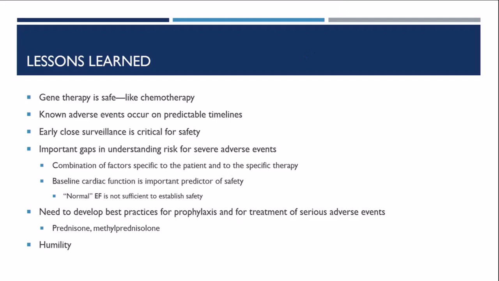But these known events can often occur at a predictable timetable, so we can be attentive and vigilant in following them. So the early close surveillance is really important. There are likely some other factors that we just don't know about, so doing deeper investigations into what patient factors might lead a person to be more susceptible to these things is really important. I think one thing we learned from the 2 patient deaths is that a left ventricular ejection fraction as an exclusion criterion is insufficient in monitoring safety for these therapies.